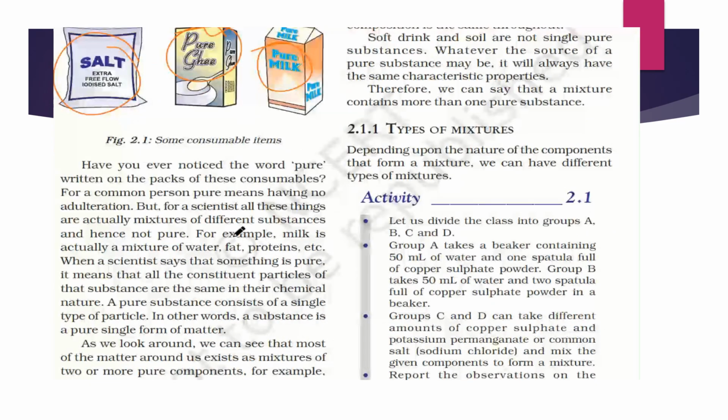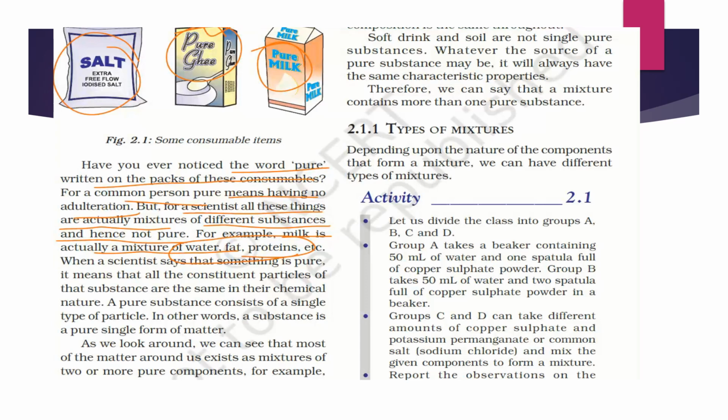But is it like that for scientists also? No. Have you ever noticed that the word pure is written on the packs of these consumables? For a common person it means having no adulteration. Is it clear? But for a scientist, all these substances are actually mixtures of different substances and hence they are not pure. So if they are a mixture of certain other substances, they are not at all pure. Milk is a mixture of water, fat and protein. So it is not at all a pure substance.